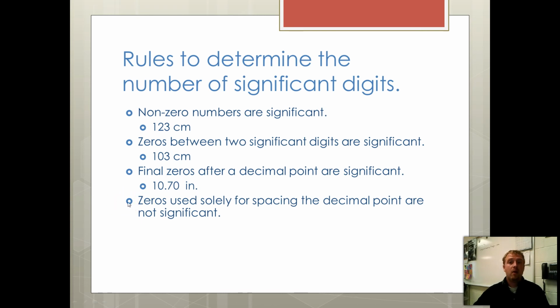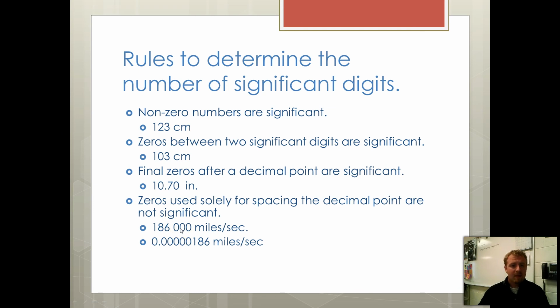Zeros that are not significant are zeros that are spacers, and both of these examples exemplify this. First of all, the 1, the 8, and the 6 in both examples are indeed significant, according to the first bullet point. There are no sandwiches here, so the second bullet point does not apply. There are no final zeros after a decimal point. These are final zeros, but they're not after a decimal point, so they're not significant. These are not final zeros at all, therefore they're not significant. Because they don't fall into bullet point 1, 2, or 3, they're considered spacing zeros, and therefore not significant.